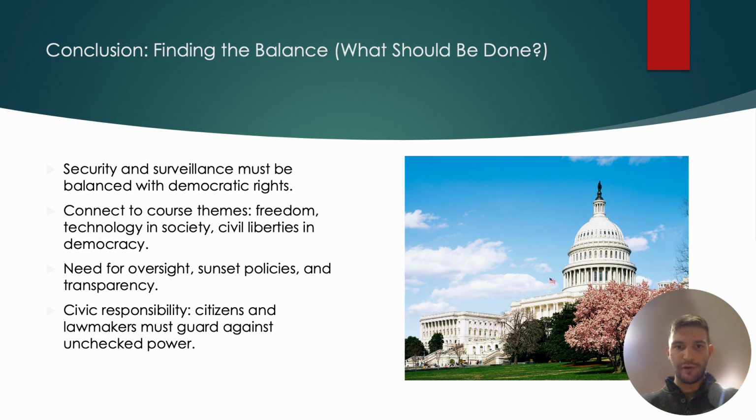But we're going to finish off here, right? Finding the balance. What should be done here? So to conclude, government surveillance is a double-edged sword, right? It benefits national security and public safety, but there are problems with privacy and the government being in our private lives. It keeps us safer, though, but also puts our fundamental freedoms at risk.